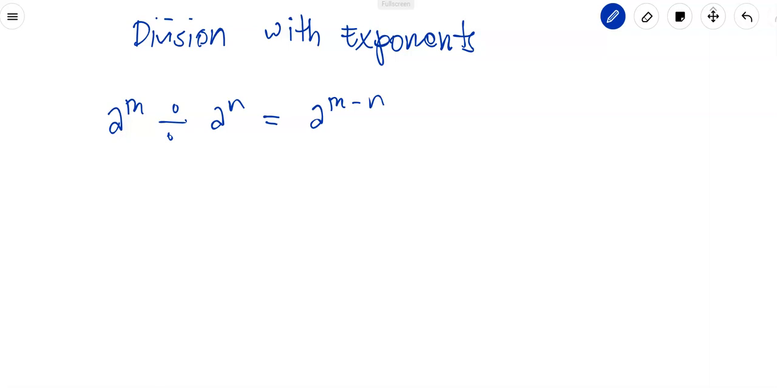When you are going to divide, always consider that this one has the same base. So you have to divide a to the m and a to the n. The result will be a raised to the power of m minus n. So you have to subtract the exponents.